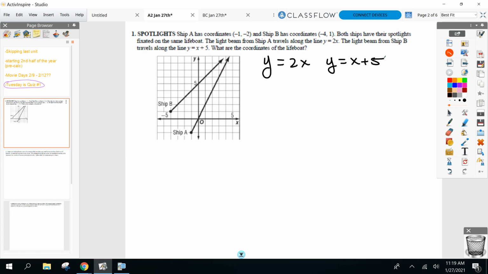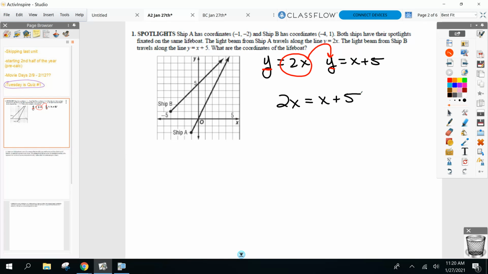You set them equal to each other? There you go, Caroline. Good start. Because both of them are y equals, I could take 2x and substitute it in for y in the other equation. Take 2x, substitute it in and rewrite it: 2x equals x plus 5. I could substitute it in.